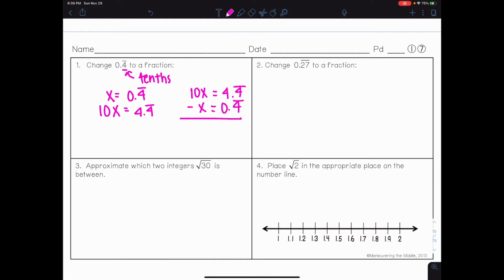Okay? So then 10x minus x is 9x, and then 4.4 repeating minus 0.4 repeating. The repeating decimal part is finally gone, and 4 minus 0 is just 4. Finally, we're just getting x on the side by itself, so you'll divide both sides by 9, and then you have that x is equal to 4/9. And it is simplified, so we don't have to do anything else.